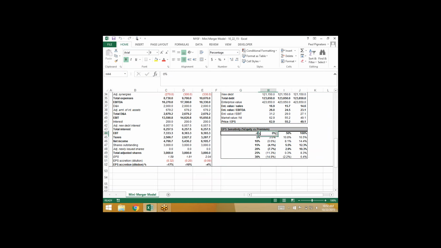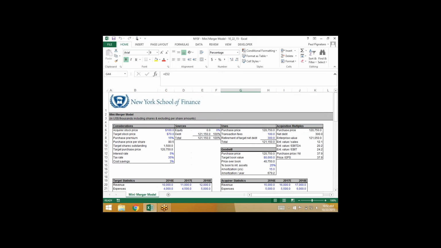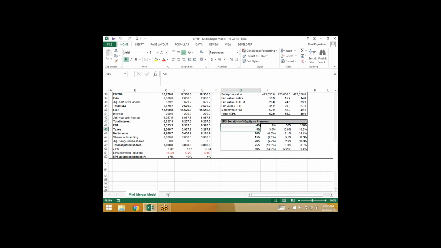And this is what you should get. If your numbers are different, your model is wrong. Okay, your model is not linking properly. So we can look at that. However, I still have 0%, or I have -12%. Well, that's because you're running a different case then. You're running the 50% equity and 15% premium. That's fine. That could change, but as long as these are right.